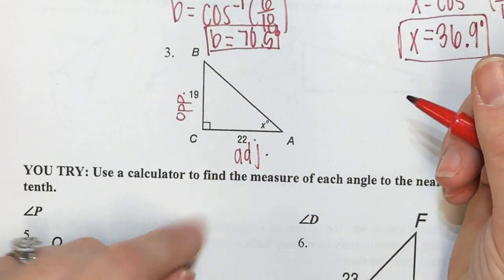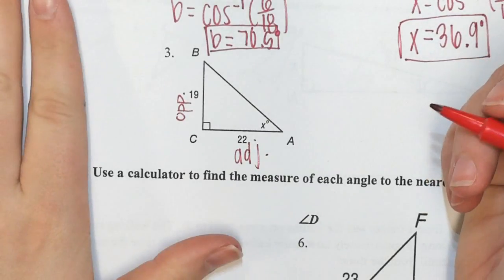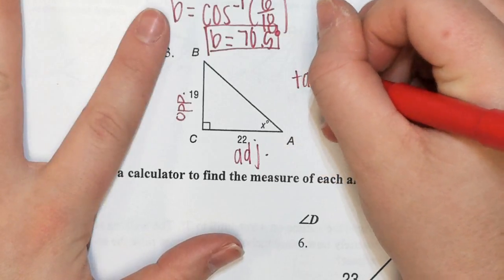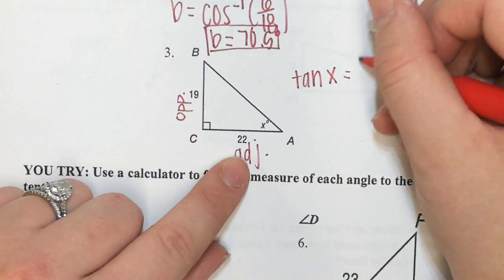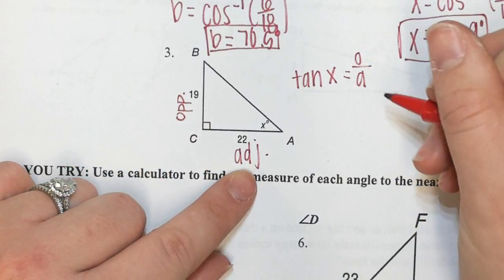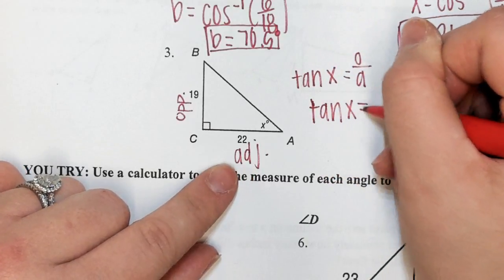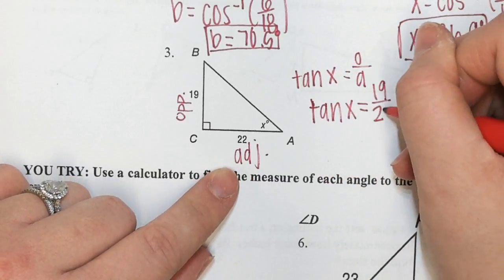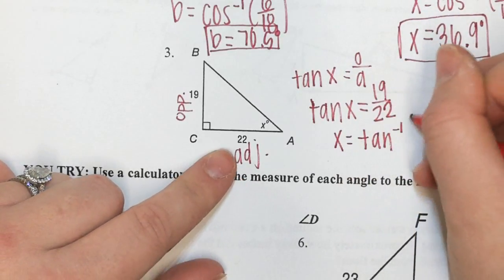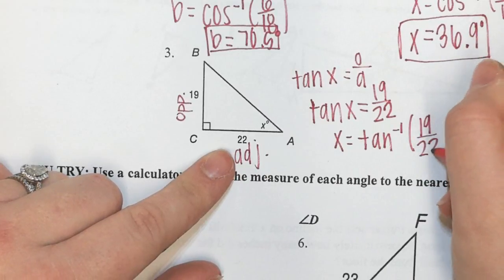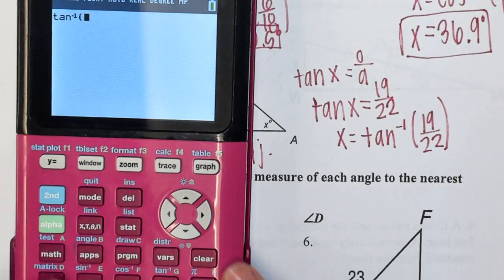adjacent. Which trig function has opposite and adjacent? Tangent. So tangent of X is going to give me opposite over adjacent. So tangent of X is equal to 19 over 22. To find X, you have to take the inverse of tangent. So second tangent.